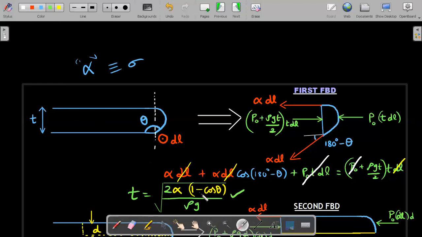Don't worry that there is a minus cos theta. You should understand theta is obtuse. So this is actually going to be a number which is more than 1, because these two forces actually add up in that direction. So that minus takes care of the obtuseness of the angle. So this is the first answer.